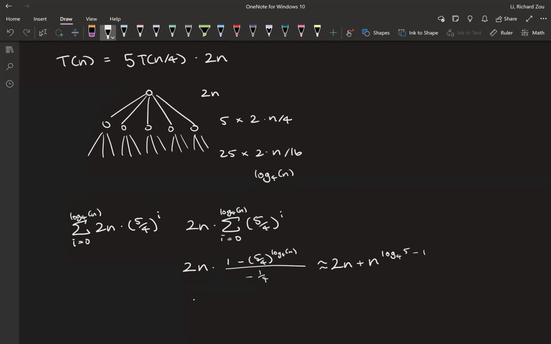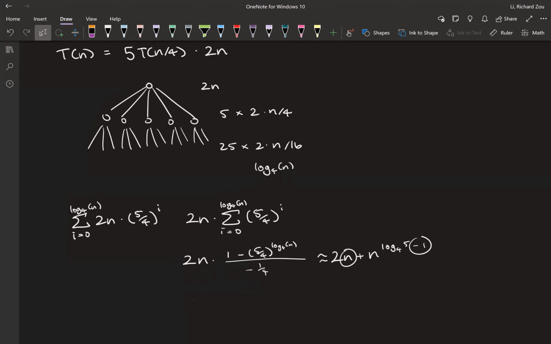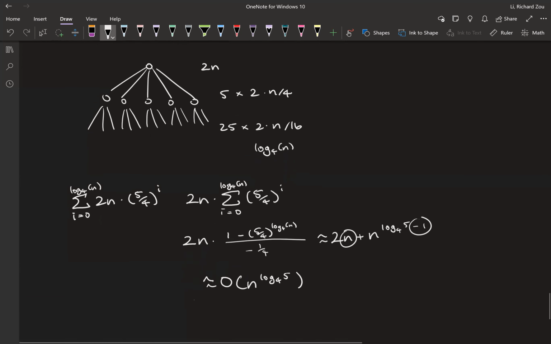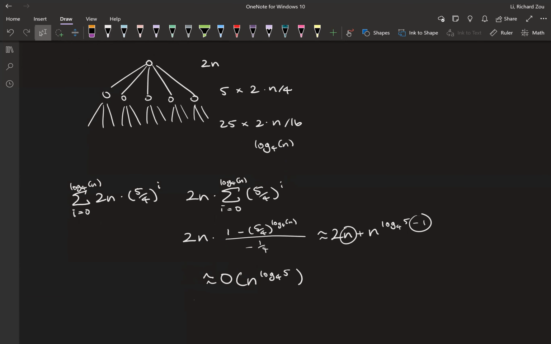Okay. Then we just say that this linear term and this here do cancel out, and this would be approximately O of n to the log base 4 of 5. There we go. That took a bit of math, and once you learn master theorem, it's going to be a little bit easier to analyze. But I believe this is a solution to this problem.